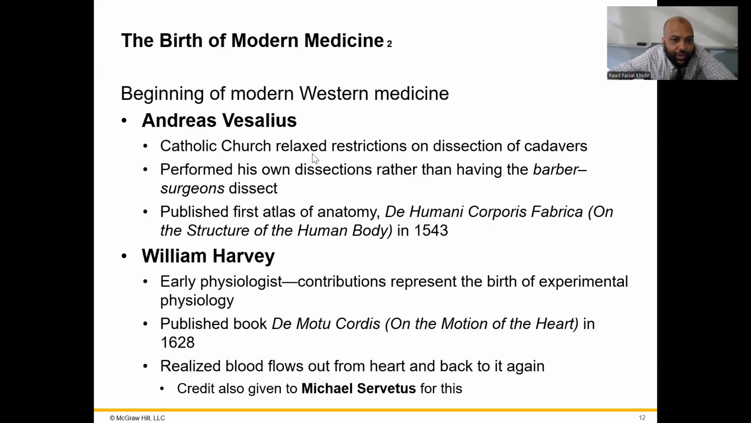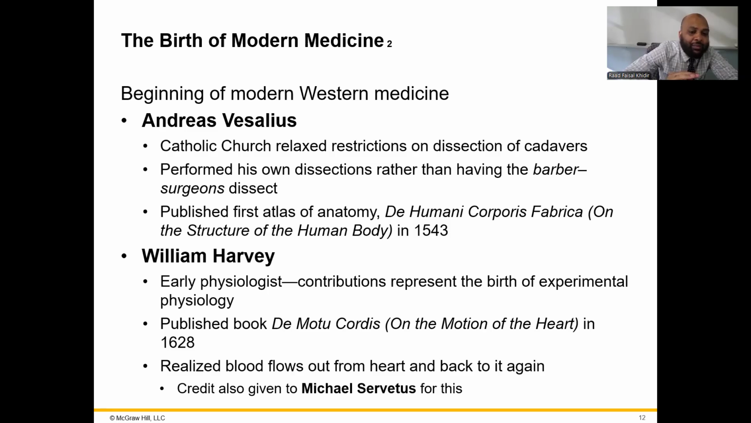and that is the beginning of modern Western medicine, with Andreas Vesalius. So Andreas Vesalius, at the time, the Catholic Church relaxed the restrictions on the dissection of cadavers, and he performed his own dissections rather than having the barber surgeons. So what does that mean? Back in the day, because they didn't know embalming, the cadaver used to stink and smell bad, and it was putrefied. So nobody wanted to dissect it. But still, they used to dissect it like that.